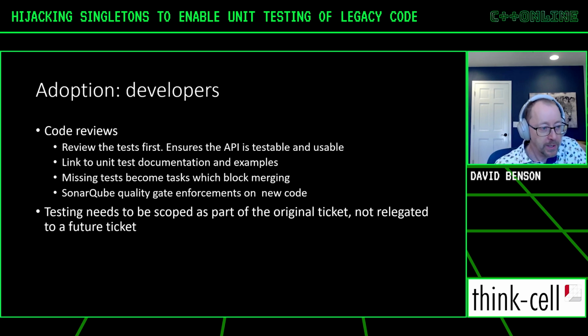When I review code, I start by actually reviewing the test first, to make sure my API is testable and usable. Early on, after you've demoed this and shown it off, you're Mr. Nice Guy. You say, look, I see some code, it looks like you have quite a bit of logic here, you could definitely write some unit tests because you have network dependencies that we can now mock. You link to the unit test documentation and some nice examples. As time goes on, you become more assertive, and when there are missing tests, they become tasks which block merging.